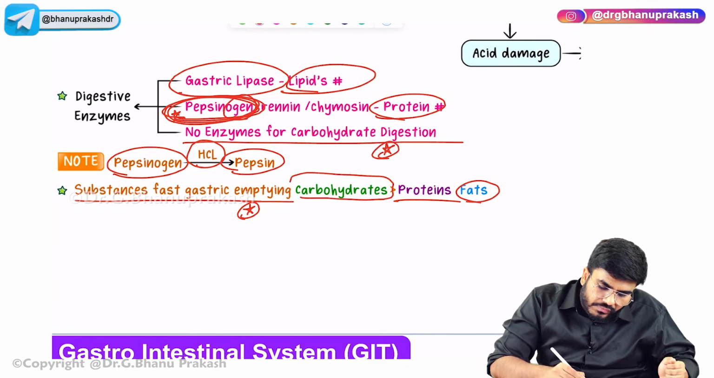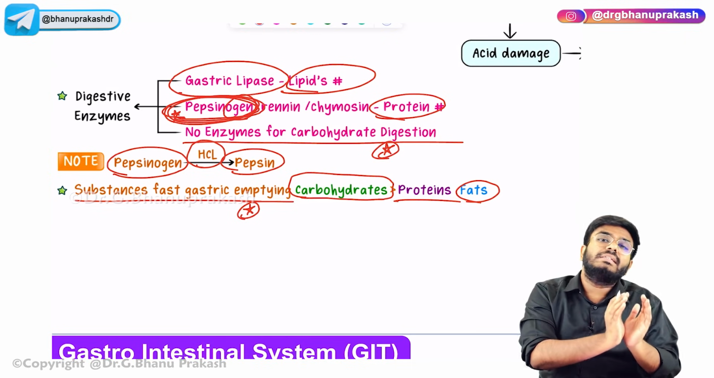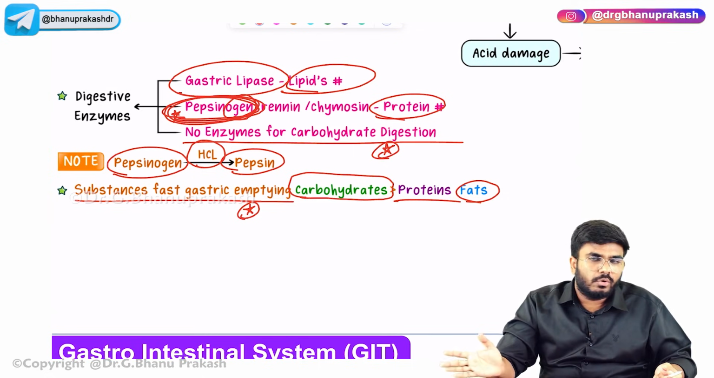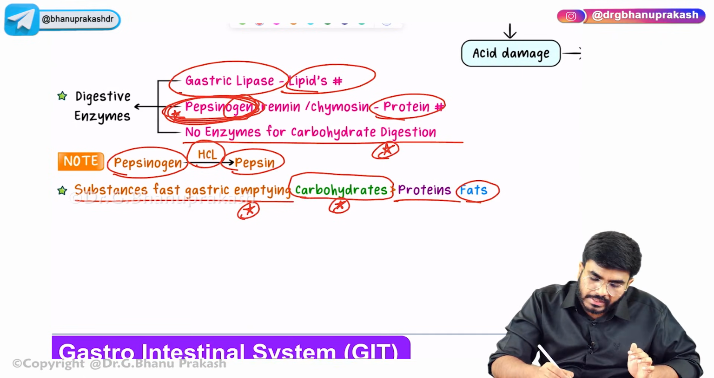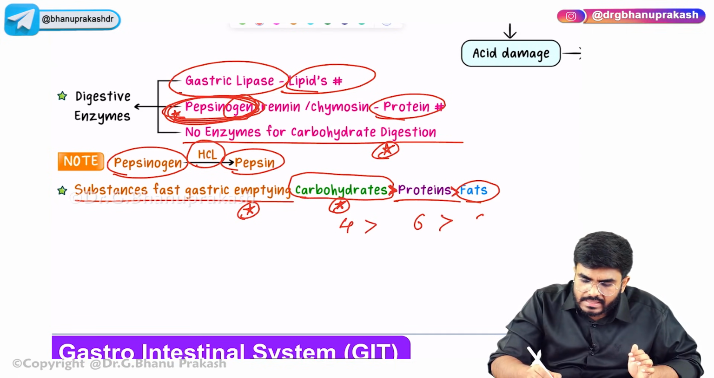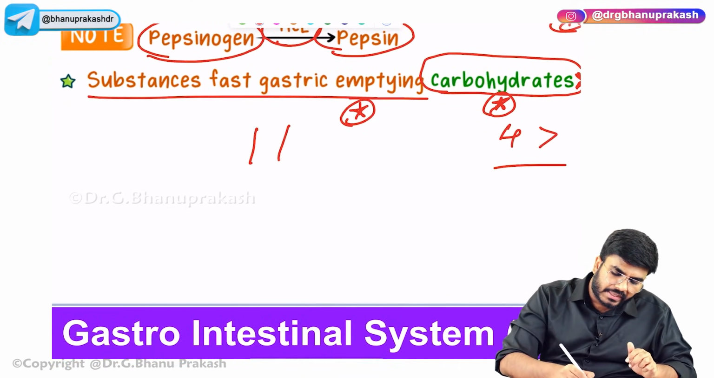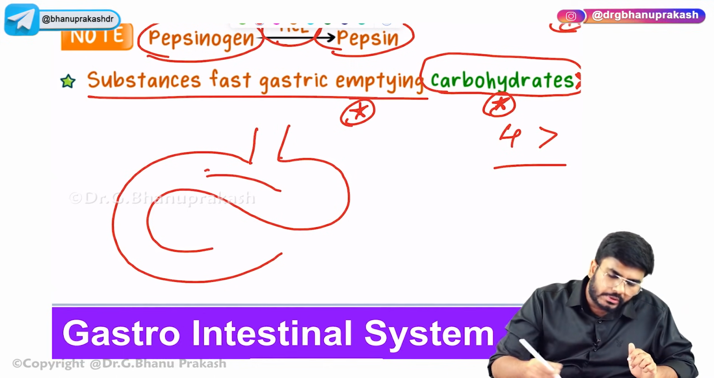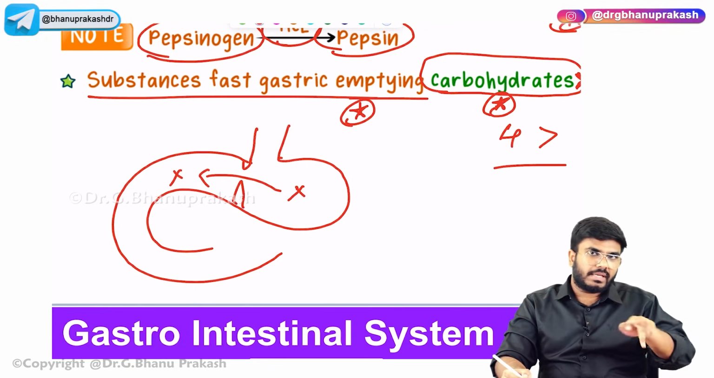So carbohydrate rich foods have fast gastric emptying, meaning they will stay in the stomach for little time, then go into the duodenum, where the food will be digested and glucose will be absorbed. Carbohydrate rich foods have fast gastric emptying when compared to proteins and fats. You can say 4 hours, 6 hours, 9 hours, something like that. Don't confuse what gastric emptying is: it means the movement of food from the stomach into the duodenum.